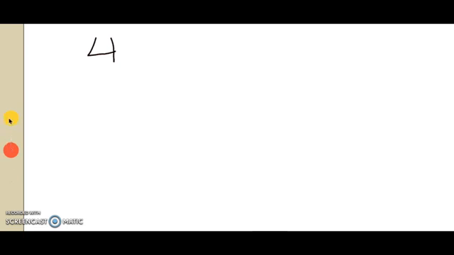Now you notice that 4 is a positive number, so you're going to need positive chips. Each chip represents 1. So in this case you're going to need 4 positive chips. So you have 1, 2, 3, 4. And that's one way that you can represent 4 in the manner of 2 color chips.